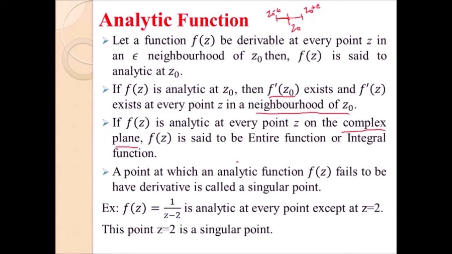A point at which an analytic function fails to be analytic or fails to have a derivative is called a singular point. For example, f of z is equal to 1 by z minus 2 is analytic everywhere except at z is equal to 2. Then this z is equal to 2 is called the singular point.